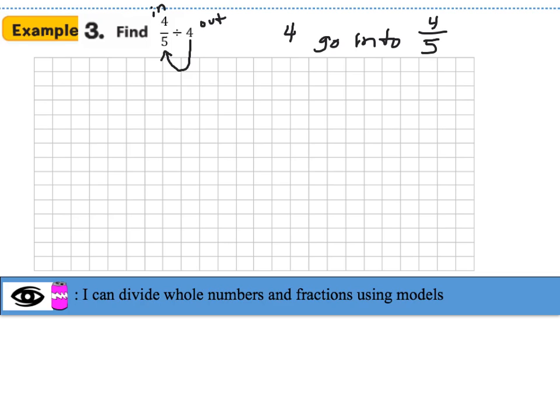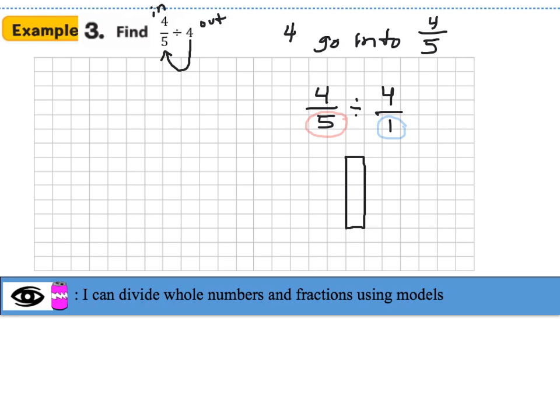So let's go ahead and rewrite our fraction. So I have 4/5, which is already a fraction, divided by 4, but I can make 4, which is a whole number, into a fraction by placing a 1 right below it. Now I want to take a look at my denominators. My first denominator says I have a 5, and my second denominator says I have a 1. So what I want to do is create a 5 by 1 model, 1, 2, 3, 4, 5 by 1. And this is going to represent 1 whole.